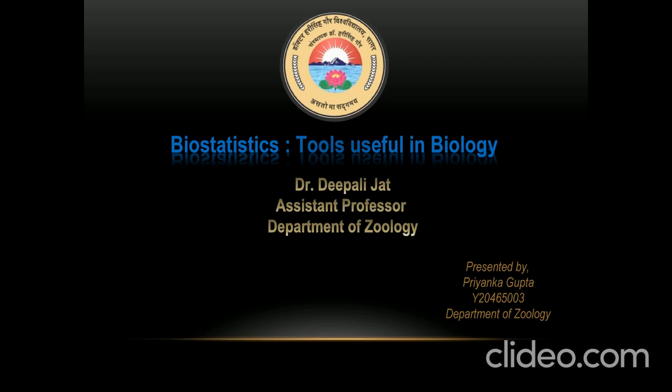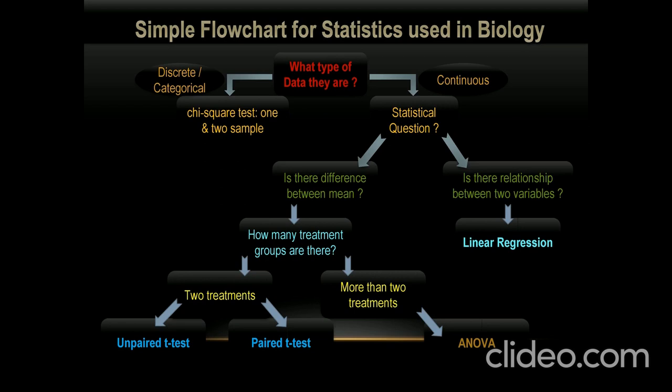In this video, I am presenting an overall idea about the biostatistic tools useful in biology. As you all know, there are many statistical and software tools such as SAS, SPSS, Stata and Minitab etc., which are widely useful in biology. But today I am going to describe only statistical tools useful in biology. So, this simple flowchart talks about which type of statistical tools are useful in biology.